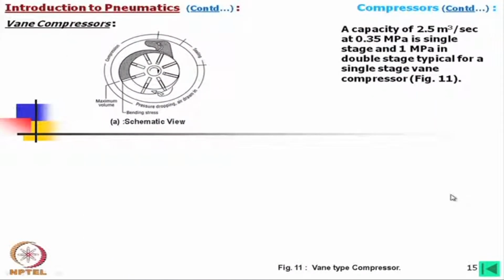Now, next one is the vane type compressor. In vane type compressor, the principle is exactly the same as in hydraulic machines, oil hydraulic machines. Now, this is a typical capacity 2.5 meter cube per second. This is very high, and 0.35 megapascal in single stage.